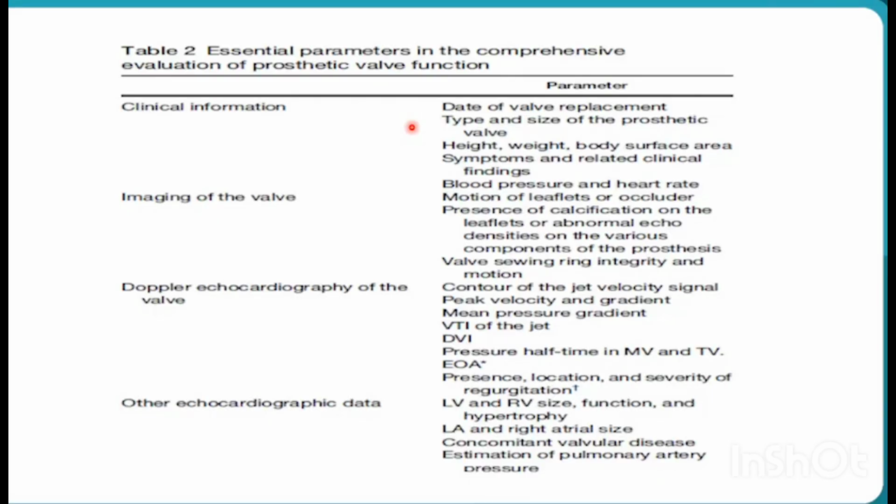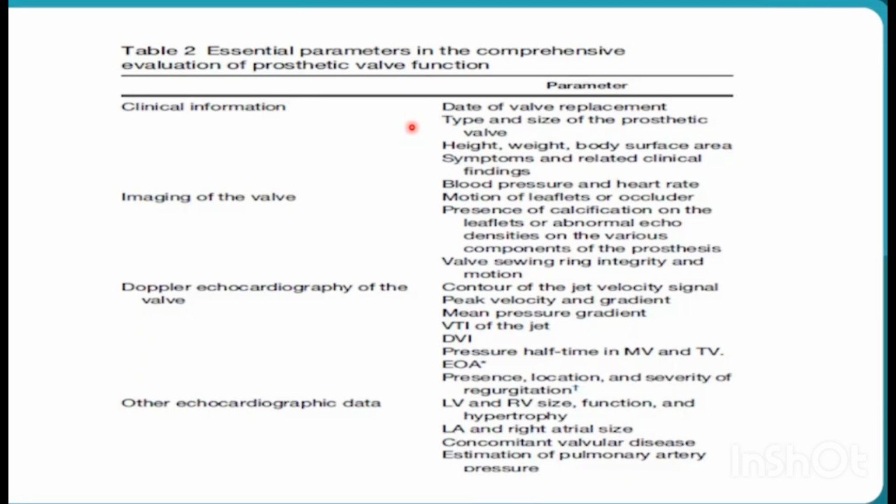Then we begin with the actual evaluation of the prosthetic valve, the imaging aspect, that is just cross screening. What is the motion of the leaflets, whether, if it is a bileaflet valve, both the medial as well as the lateral leaflet of the valve are moving or not. They are easily discernible in the mitral valve, but not so with the aortic valve. We'll study the sensitivity of each investigation in the upcoming slides.